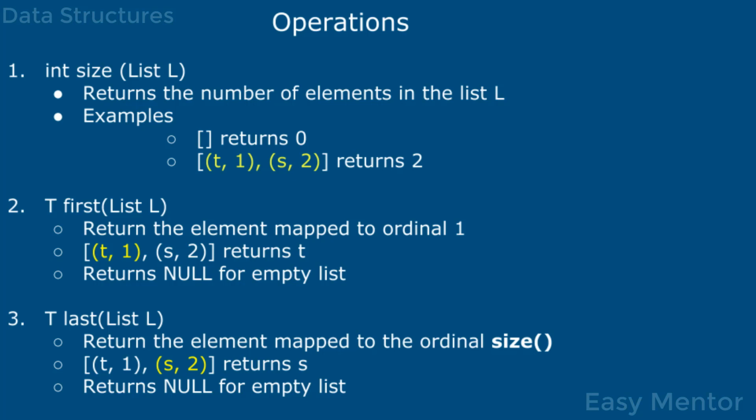Then you can define the operation last, analogous to first, which is the last element of the collection, which is nothing but the element mapped to the size of the collection as an ordinal. So if there are 5 elements in the collection, that element which is mapped to the number 5 is the last element.